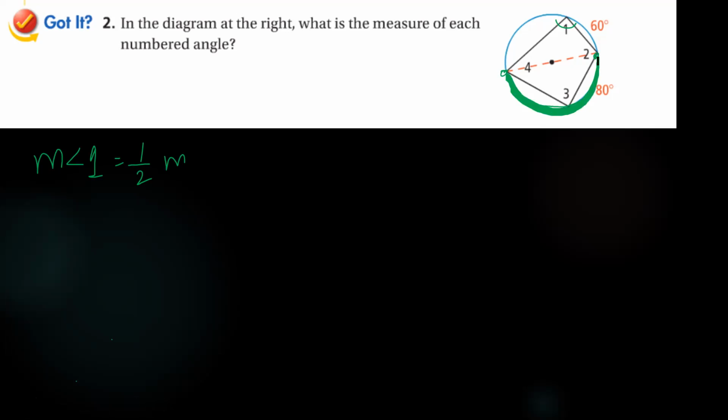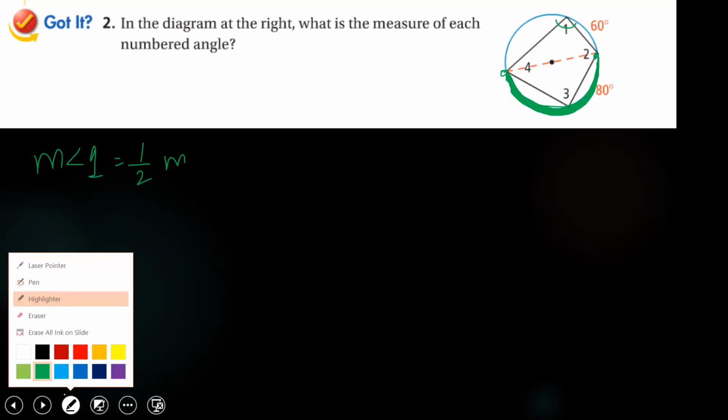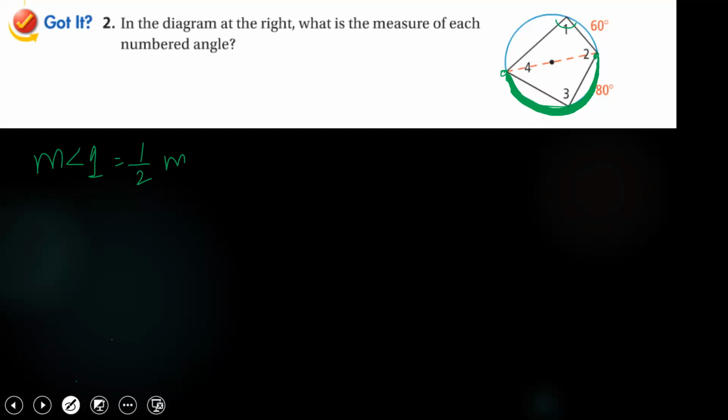Of this arc, this is angle A. It's an angle inscribed by an arc, which is the green one here. What is the measure of this arc now? It is a semicircle, so half of the semicircle. So the measure of angle 1 will be 90 degrees.